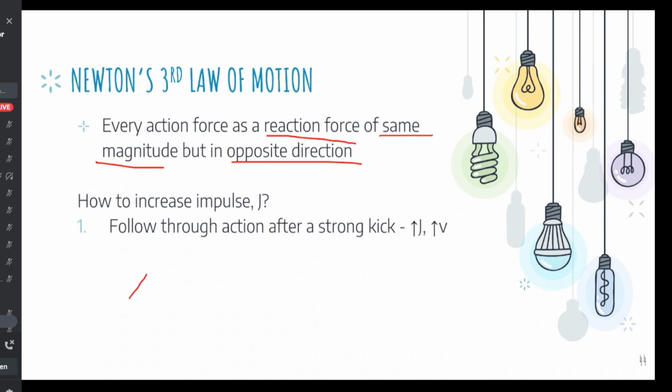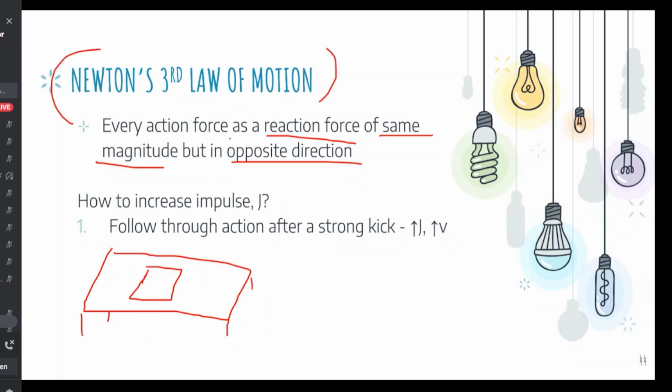For example, a book. This is the book, and this is your table. According to Newton's third law of motion, there's a reaction force of the same magnitude. So when your book is stationary on the table, there are actually two forces acting on the book. Do you want to know what the two forces acting on it are? Normal force and gravitational force. Yes, that's right.